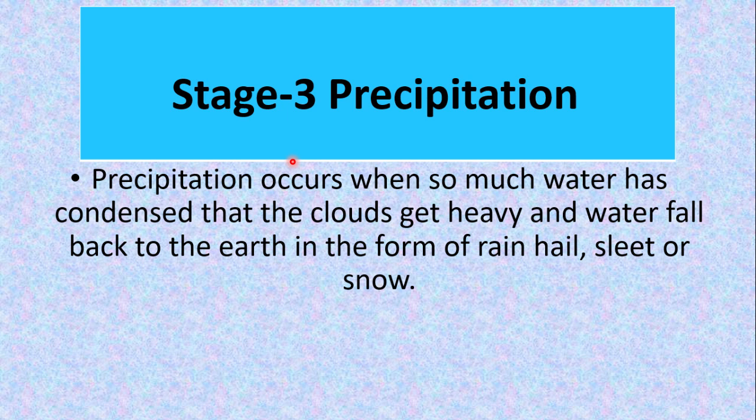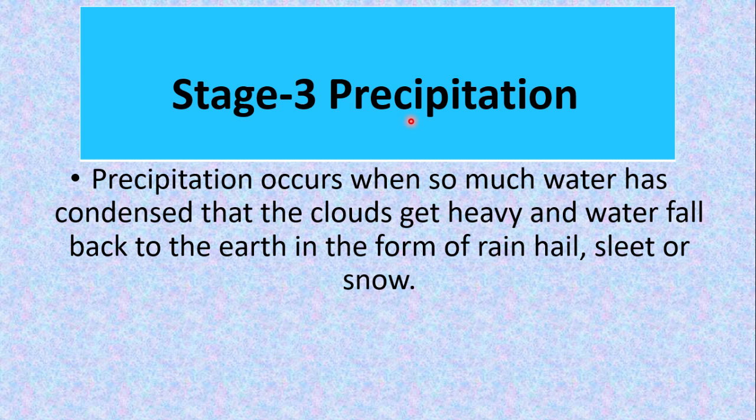Stage 3 is named as precipitation. Precipitation occurs when so much water has condensed, when the maximum of the water has condensed, that the clouds get heavy. Because of the maximum liquid water, the water falls back to the earth. In which form? In the form of rain, hail, sleet or snow. So this phenomenon is named as precipitation. The raining process is named as precipitation.